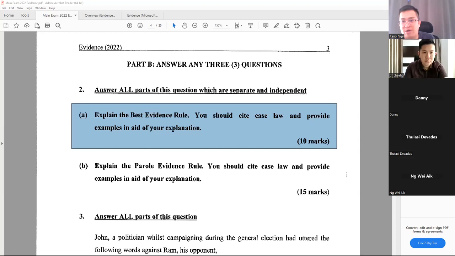Okay, so what is parol evidence? Put in layman's terms, it means that where there is a written agreement, the court will believe only the contents of the written agreement, not the oral part. This is called the parol evidence rule. Actually, very simple. If today, me and Dr. Chi have a contract, he invited me to give a lecture for the CLP class.